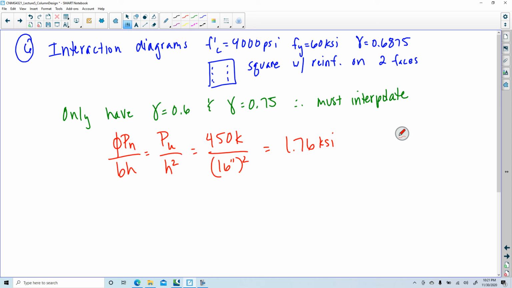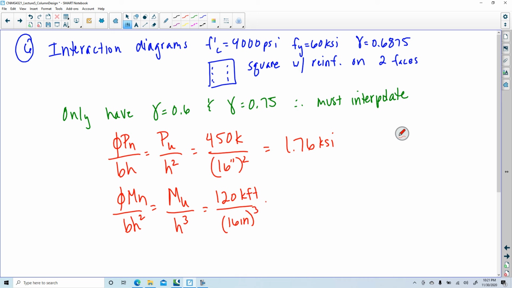That's my y coordinate. My x coordinate is phi Mn over bh squared, which is my moment capacity divided by h cubed. I'm going to want that in ksi too. That's what, 120 kip feet, 16 inches cubed, 12 inches per foot to get rid of that foot in the numerator.